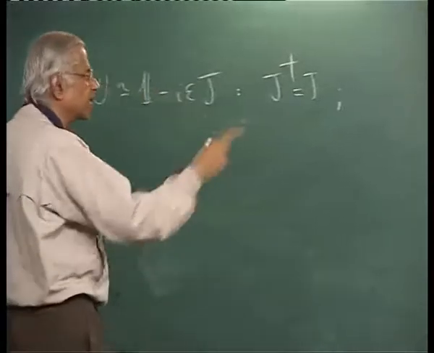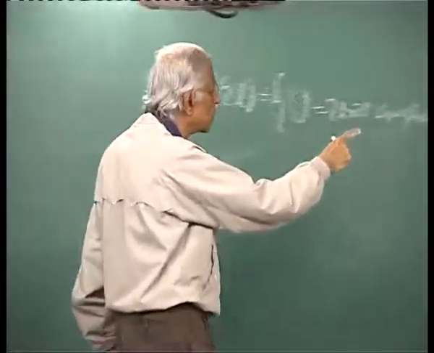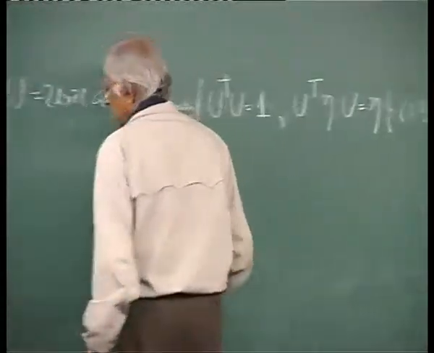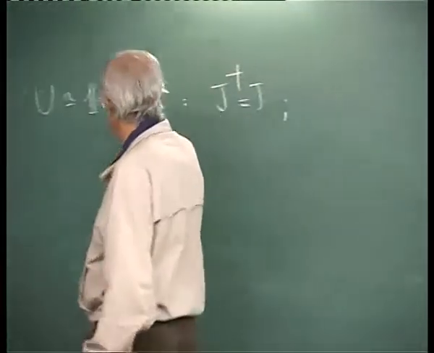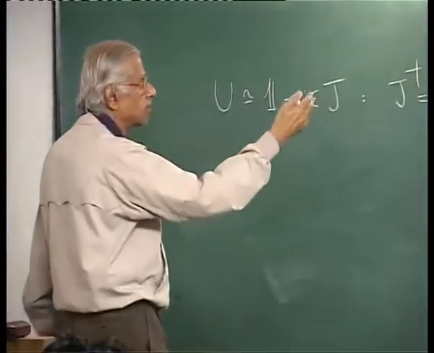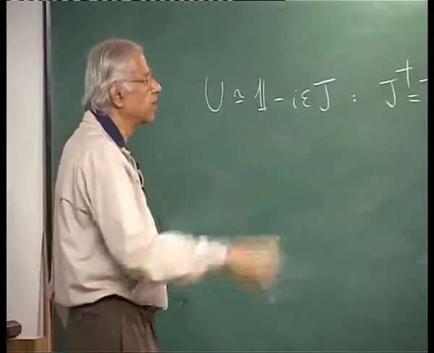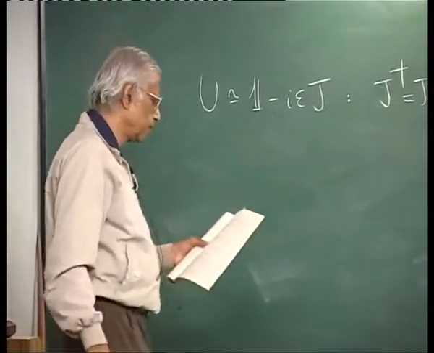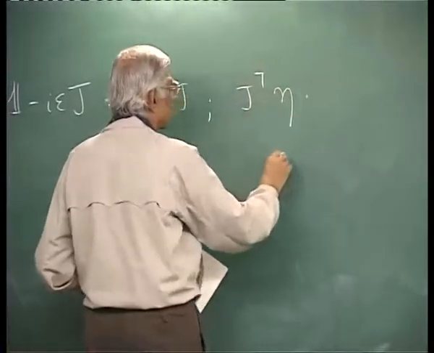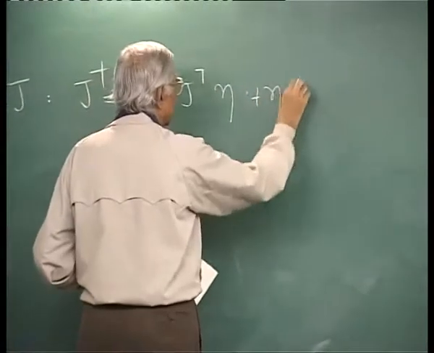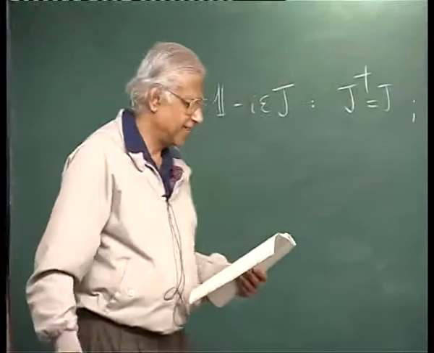Then there's one more condition, the symplectic condition. U transpose eta U equal to eta. What does that imply? Just substitute this for U and for U transpose. Keep only linear terms in J or in epsilon and read off. What does it say? J transpose? Yes? Oh, wonderful. Exactly.